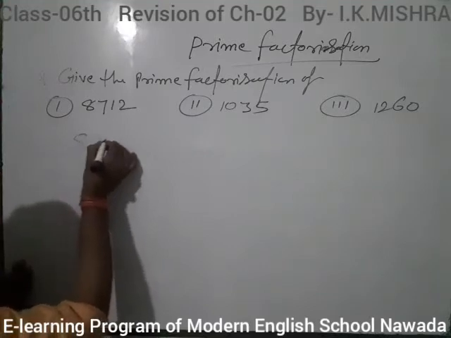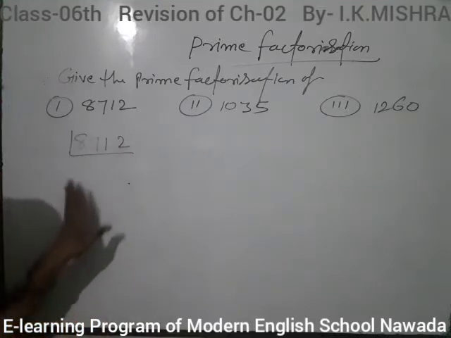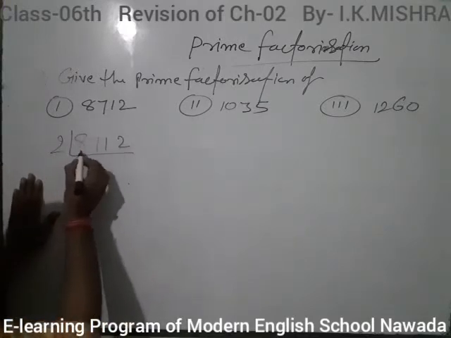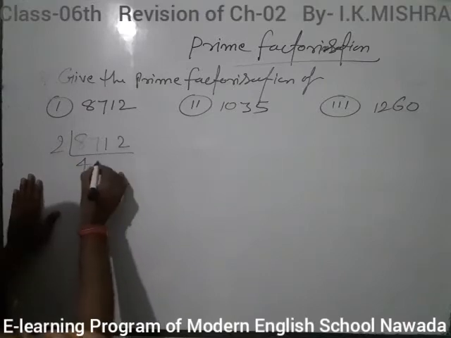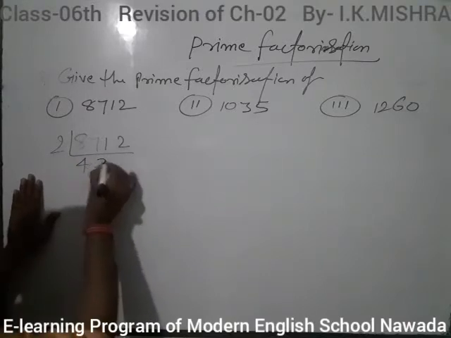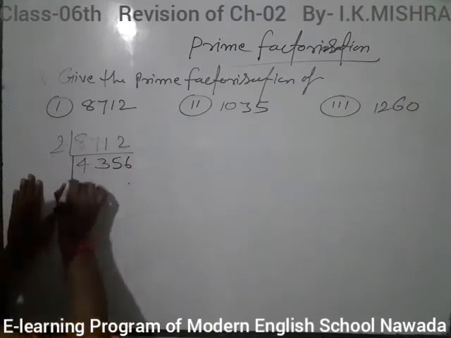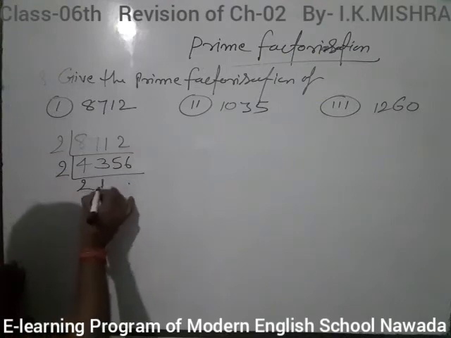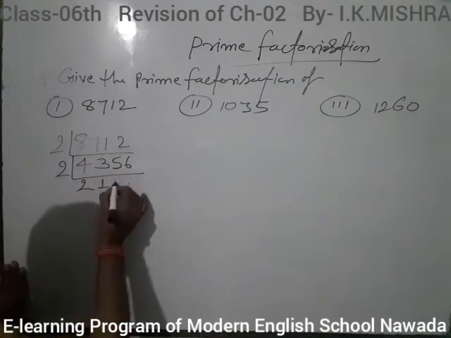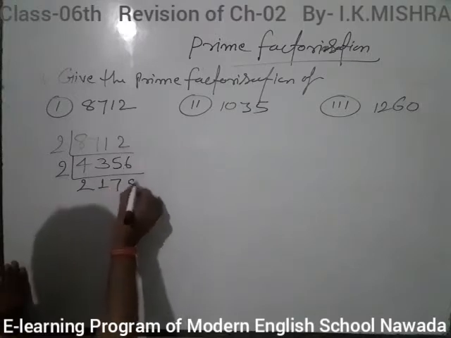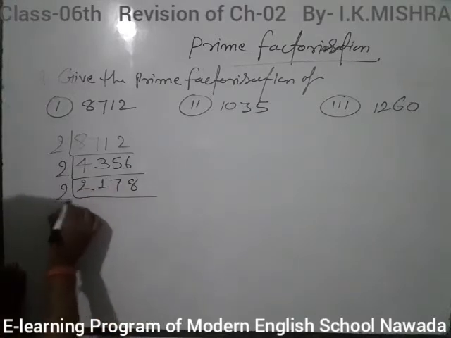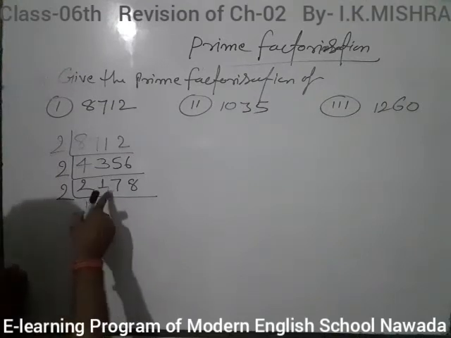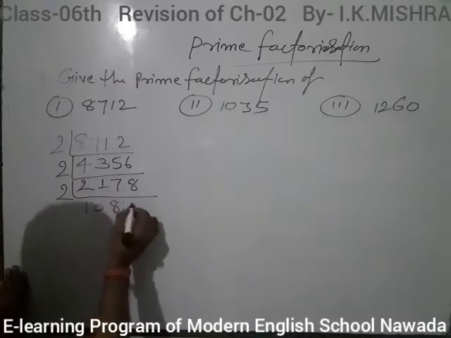So first, 8712, and do prime factorization. That means first of all check 2, it is divisible by 2, so divide it by 2. 4356. Now again it is divisible by 2, so divide it by 2. 2178. After that again divisible by 2, 1089.